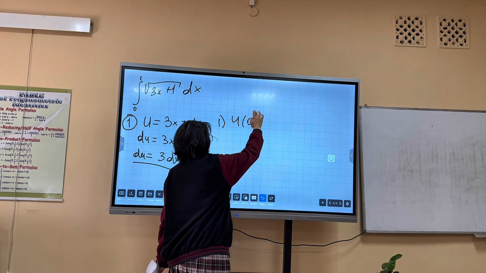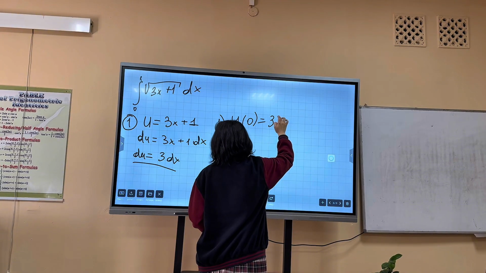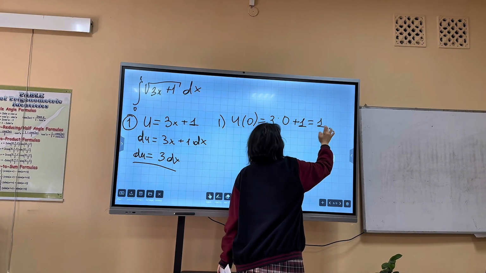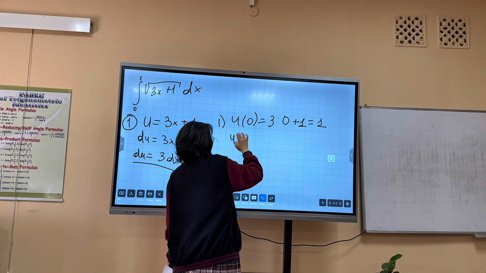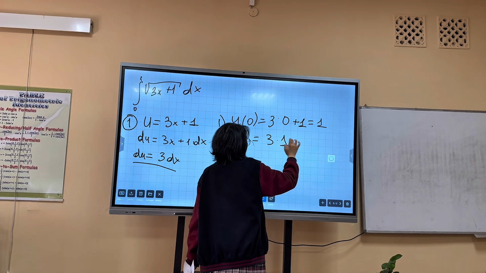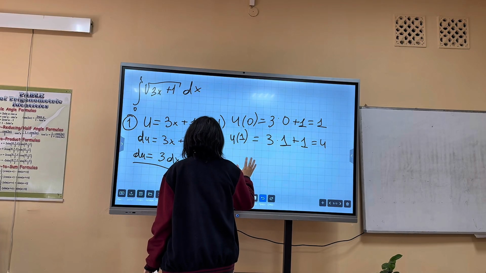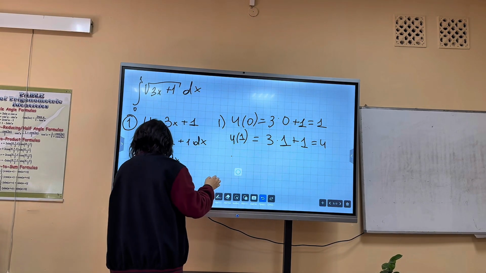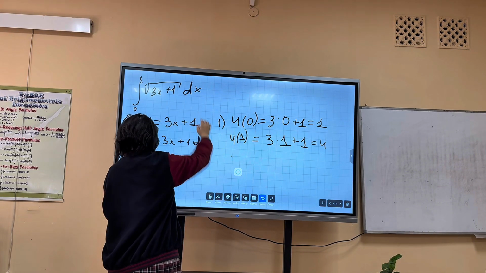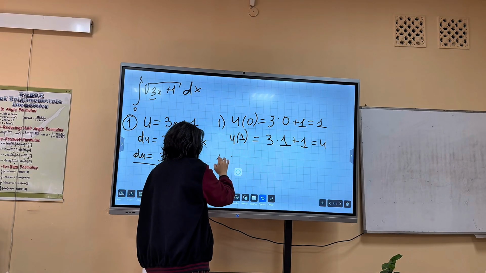So the first bound is u in terms of 0. It will be 3 multiplied by 0 plus 1, and we have answer 1. The second boundary is u in terms of 1. It will be 3 multiplied by 1 plus 1, and it's 4. So we have this integral, and because the 3 is a constant, we can put it out of the integral.